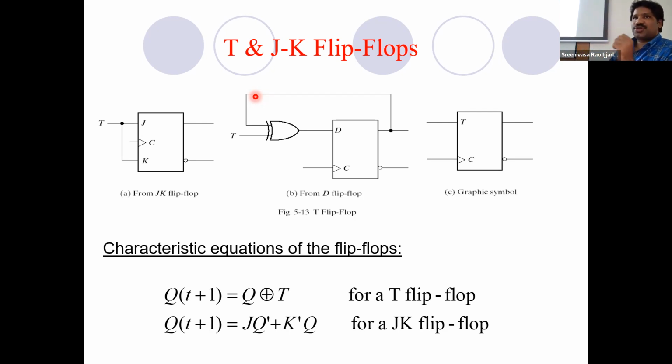That is the racing issue. To avoid this issue, what to do? We have two things. One is the master-slave JK, and another is to keep your clock width less than the propagation delay. If clock width is 1 nanosecond and flip-flop delay is 2 nanoseconds, then for the corresponding inputs the output changes. After that the clock is already low, so the flip-flop will not work, and the outputs toggle only once.